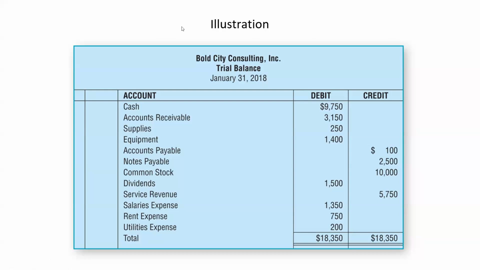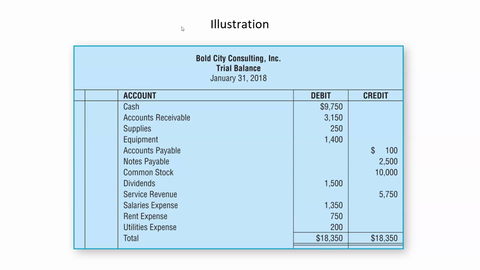Salaries expense. So salaries paid comes under expenses. Salaries expense is $1,350. Rent expense again. So salary, rent, utilities, all three come under cash. Salaries have to be paid in cash, rent in cash, and utilities, all the electricity charges and water charges. Even though it is not mentioned as a cash payment, we have to take it as done in cash.